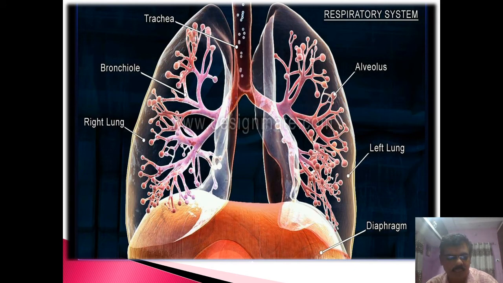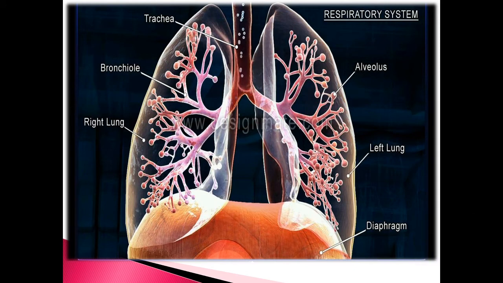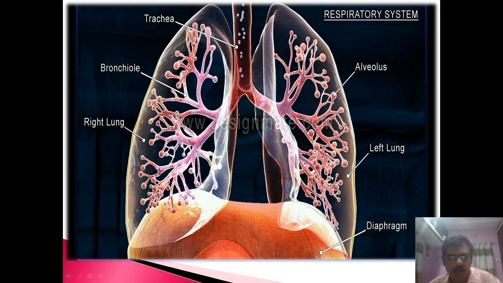This is the respiratory system that shows the trachea part, and after this trachea, it bifurcates into what? The bronchi, and after these bronchi, these are the bronchioles, and these bulb-shaped structures are the alveoli. This is the left part, and this is the right part, and below that, the structure which separates this part from the abdominal part, we call the diaphragm.